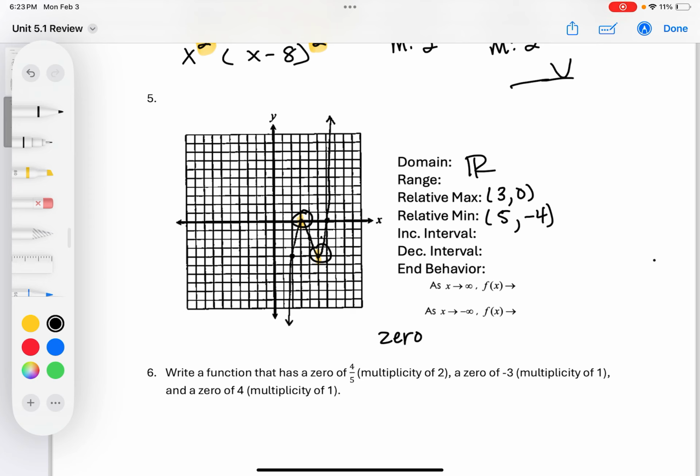The only other thing I did not add to this, which I wish I would have, is your zeros or solutions. So remember, these are your x values. So this one we have (3, 0), and we have (6, 0).